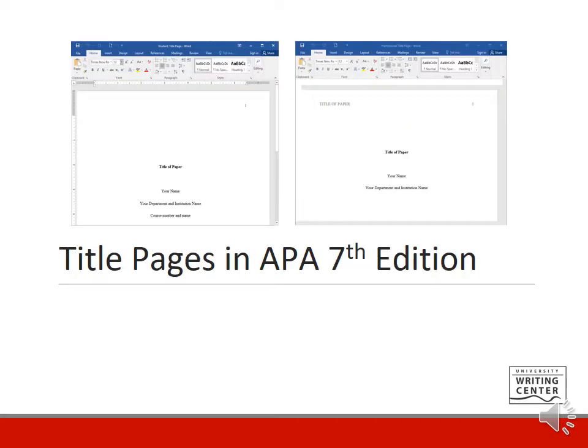Because APA recognizes there are different needs and expectations for students writing for a course and professionals submitting for publication, 7th edition introduced 2 versions of the title pages and required elements for papers. Both are explained starting on page 29 of the manual. APA is careful to note that students should also follow any instructions given to them by their instructor.